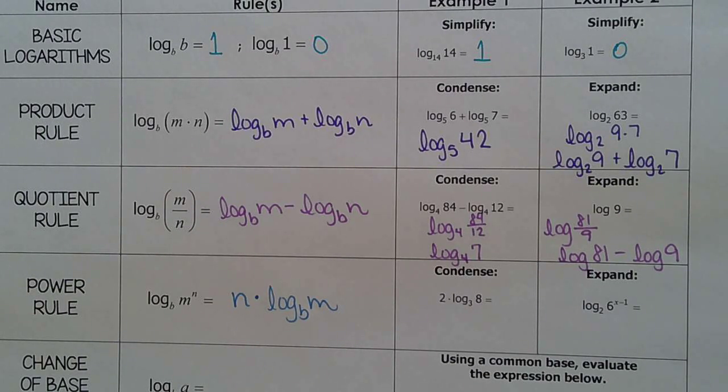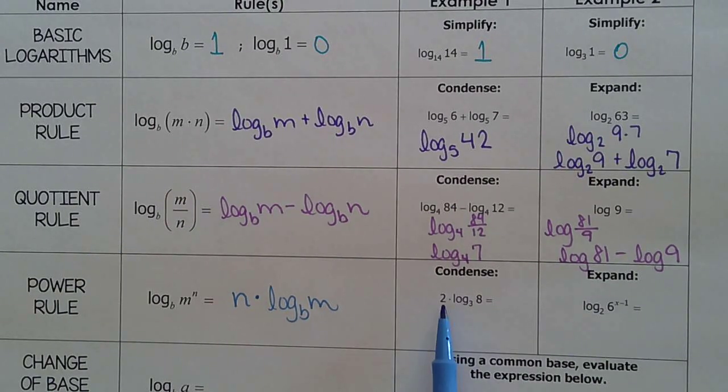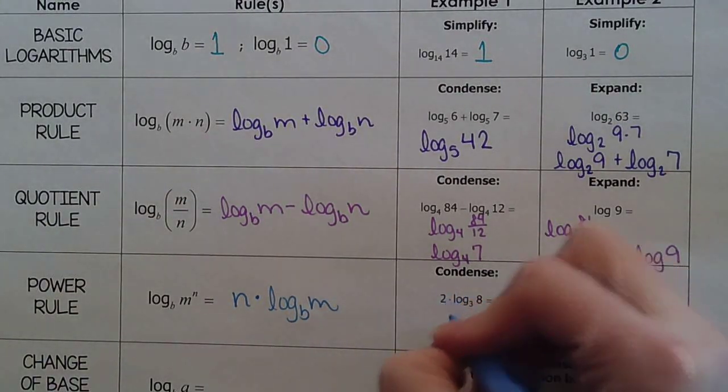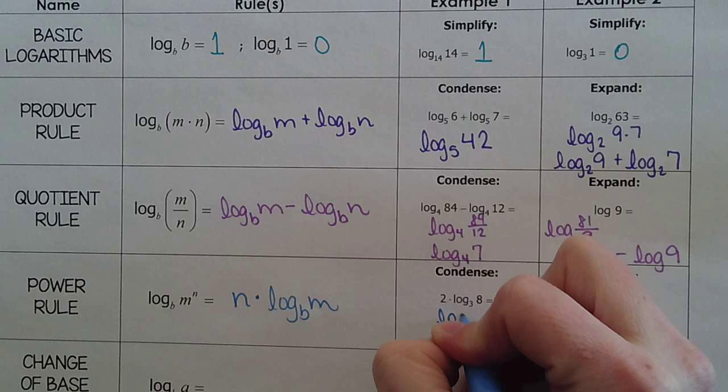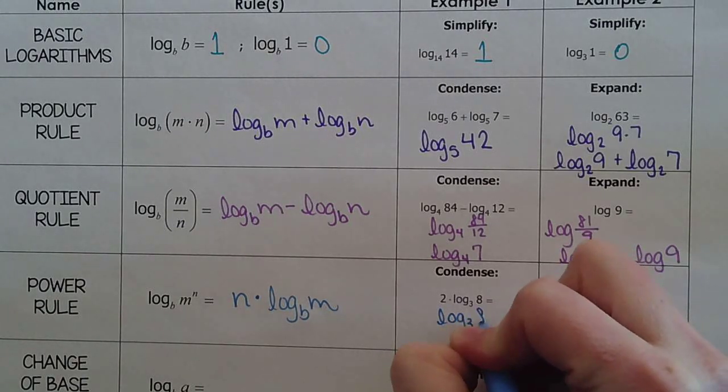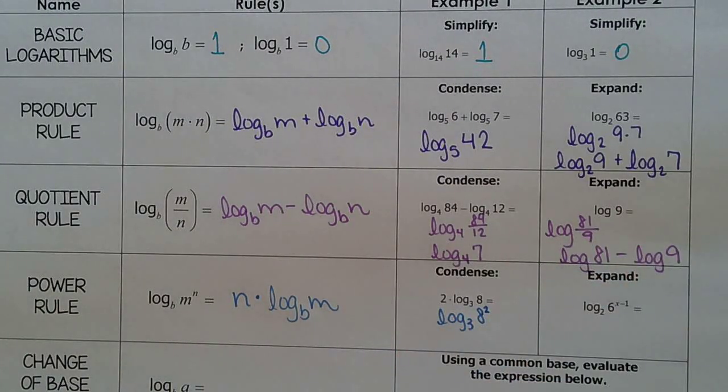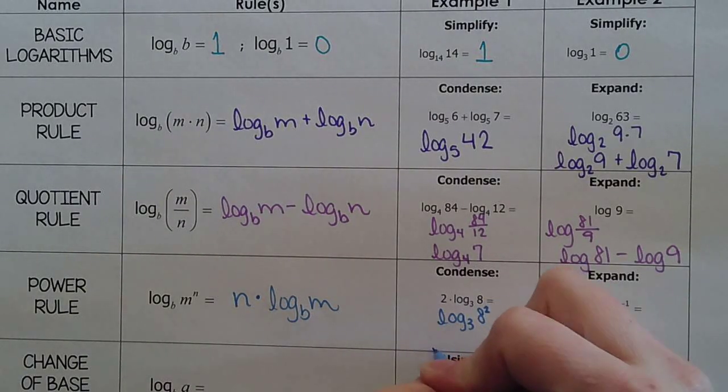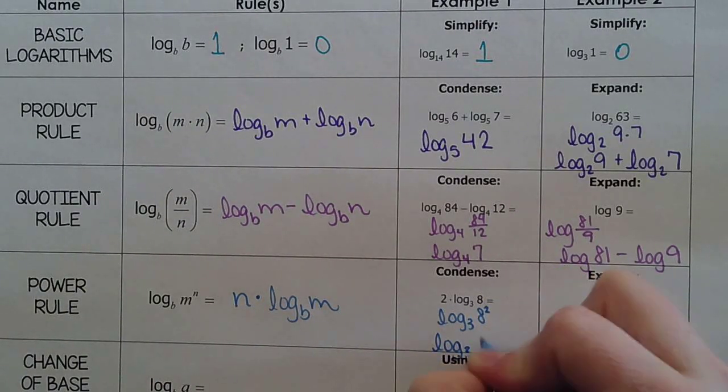Okay, so first I'm going to condense one. This has a multiplier, so I'm going to turn it into an exponent. So I end up with log base 3 of 8 to the power of 2. But please calculate these if you're able to. So log base 3 of 64.